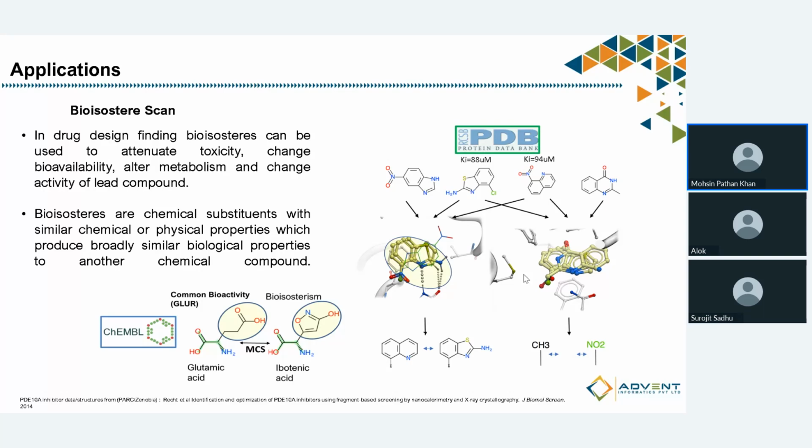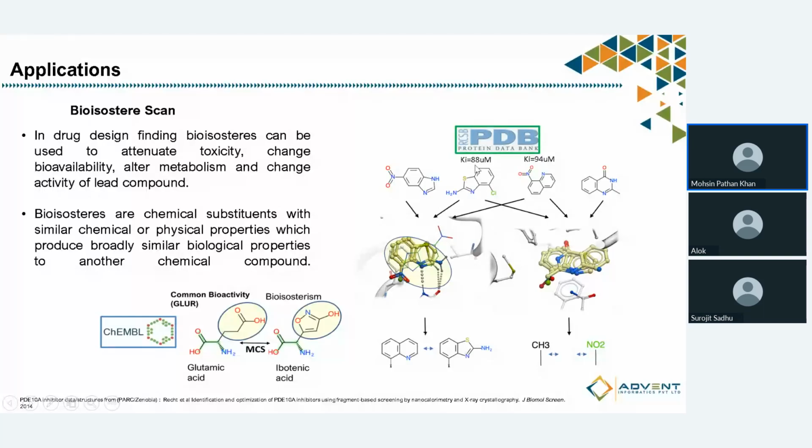So if you see here in glutamic acid, this is the functional group. If you look for bioisosteres by using ICM 3D ligand editor bioisostere scanning, it will provide a similar bioisostere for your ligand molecule in the form of ibotenic acid. And these are the different studies which have been performed using bioisostere scanning. This particular functional group has been replaced with this particular functional group, and the Ki value has been increased.